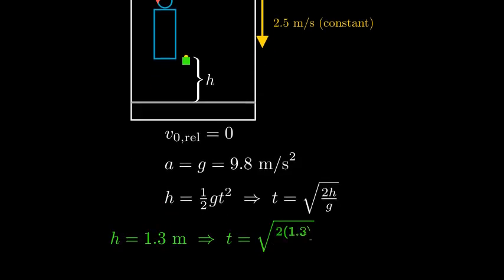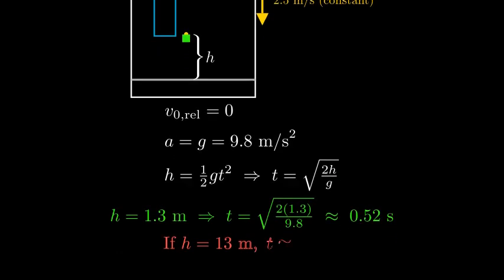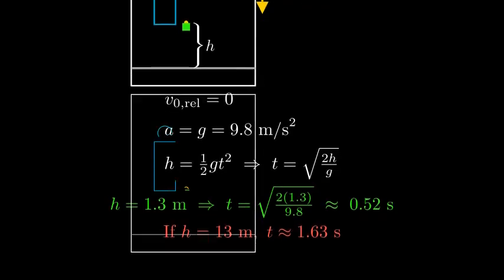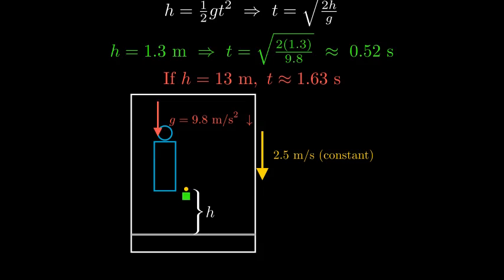The provided numerical answer uses a height of about 1.3 meters from your arm to the floor, which is realistic for an elevator cabin and yields 0.52 seconds. If instead we used 13 meters, the time would be about 1.63 seconds, which does not match the provided answer, and is not a realistic cabin height. Let's visualize the drop over about 0.52 seconds in the elevator frame. The floor is fixed in this frame, and the book accelerates downward to it.